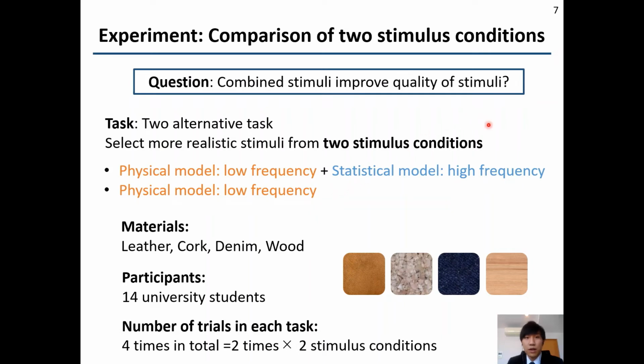The experiment was a two-alternative task. Participants selected the more realistic stimulus from the two stimulus conditions. Four types of materials, leather, cork, denim, and wood, were presented.